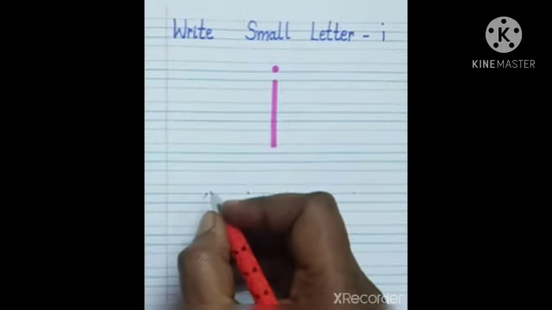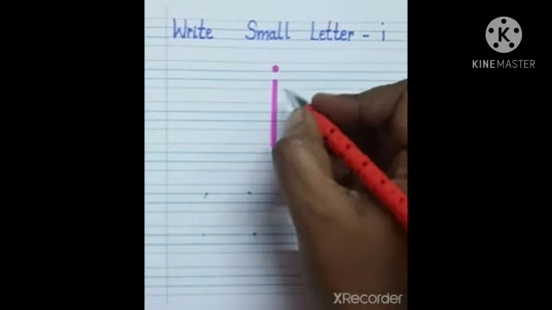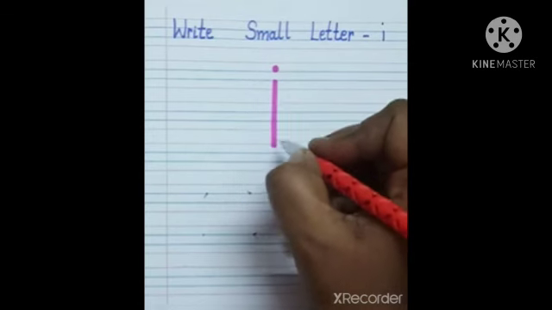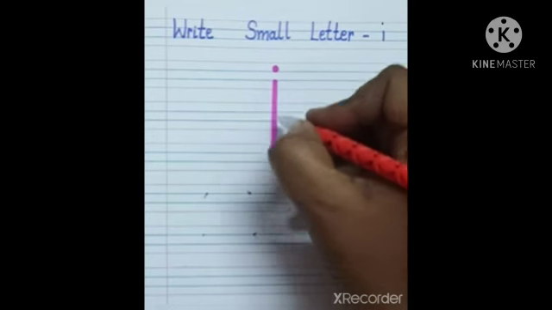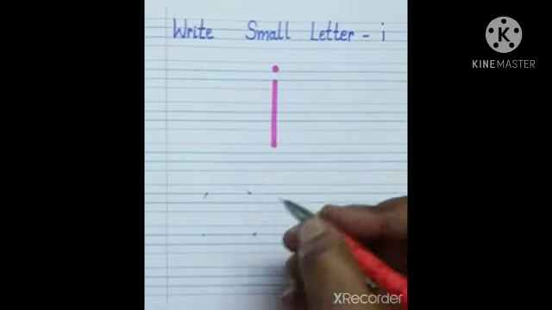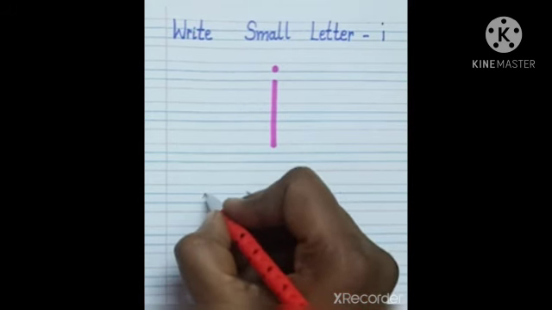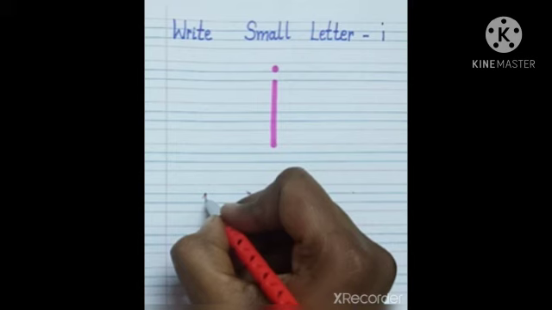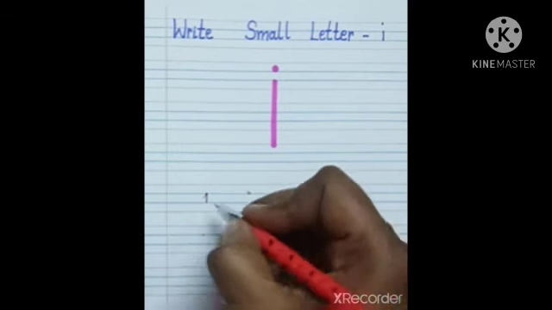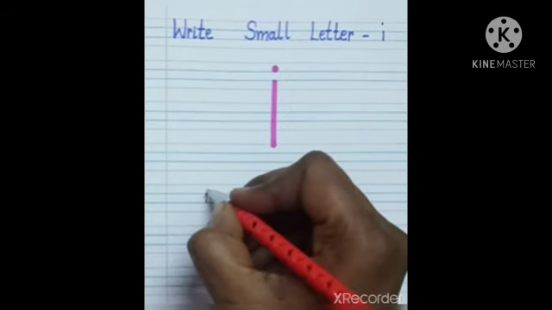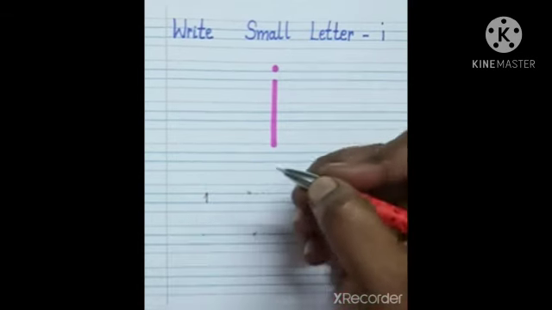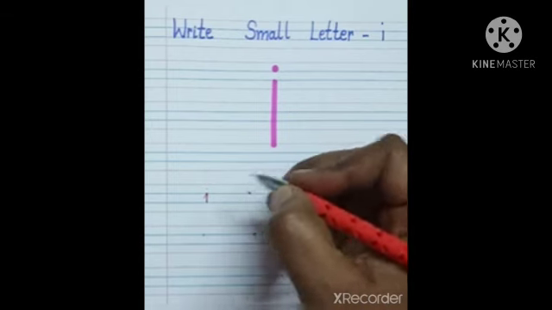Okay children, see this page. Now let us write small letter I. What letter is this, children? Yes, it is small letter I. To write small letter I, we have to keep a pencil in the first blue line and draw one standing line, touch the second blue line and keep one dot to form small letter I.